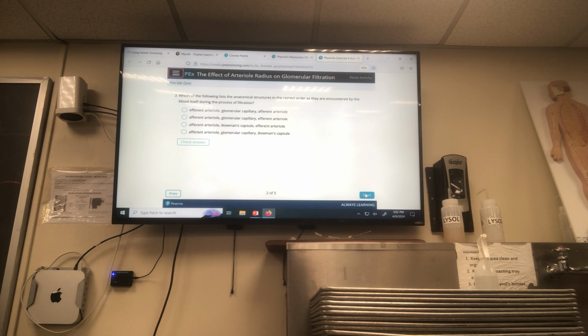Which of the following lists the anatomical structures in the correct order as they are encountered by the blood itself during the process of filtration? So we have the afferent arteriole going into the glomerular capillary, that is within the Bowman capsule, and that is my renal corpuscle, and then we have the exit of the efferent arteriole. Are we clear that this is the right answer?